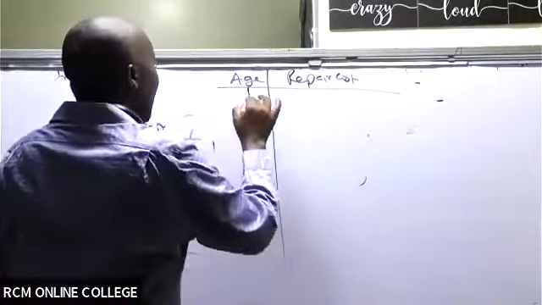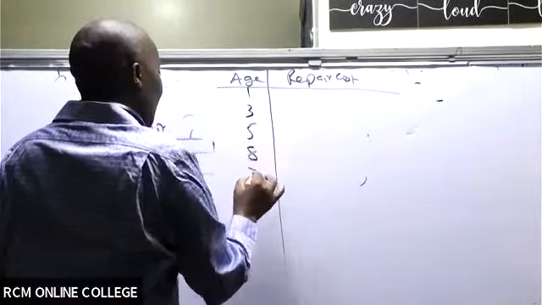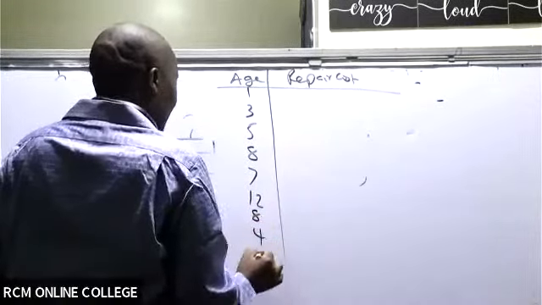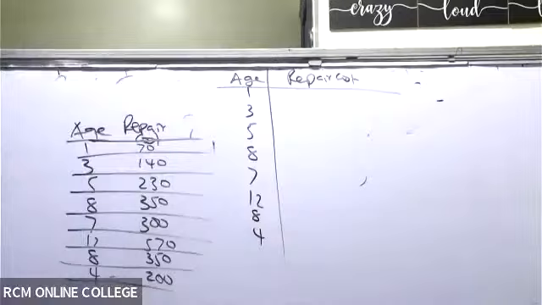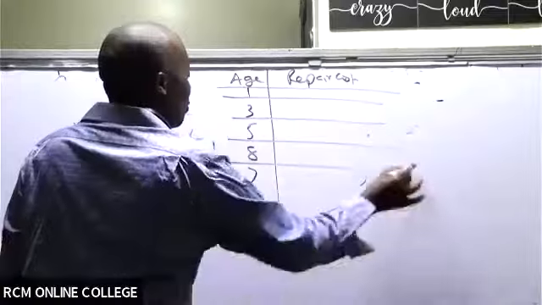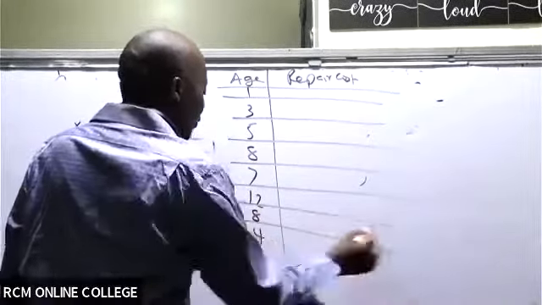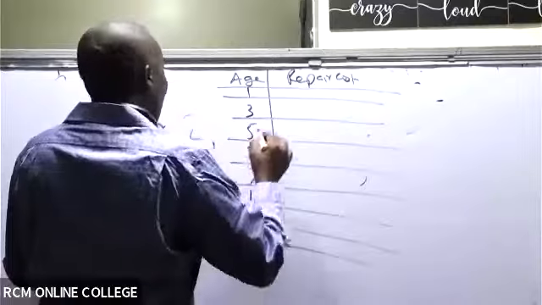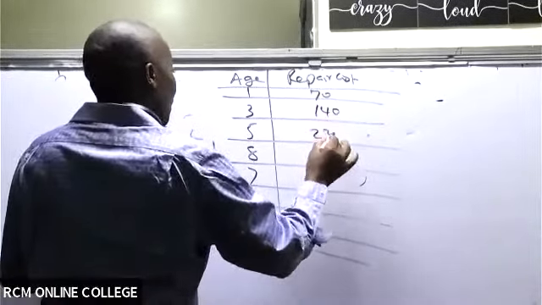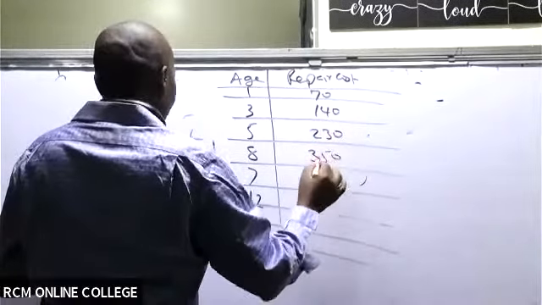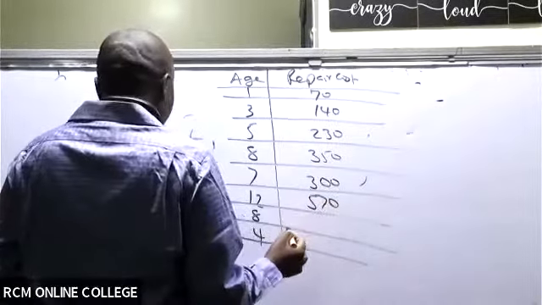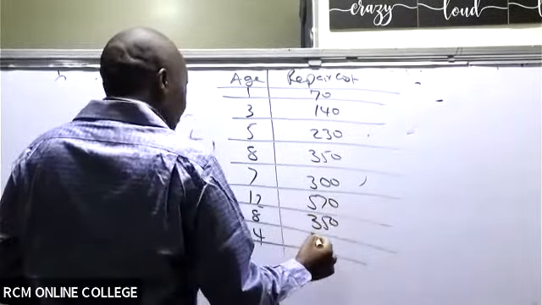So we have here 1, 3, 5, 8, 7, 12, 8, 4, 8, 4, 8, 4 like that. And then of course we have now the corresponding repair costs. The corresponding repair costs, what do we have here? I have 70, 140, 230, 350, 300. Then we have 570. Then we have 350. Then lastly, we have 200.